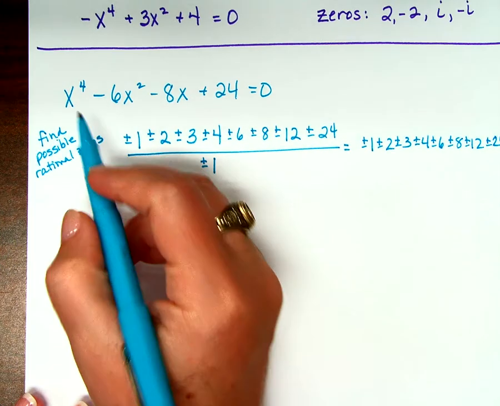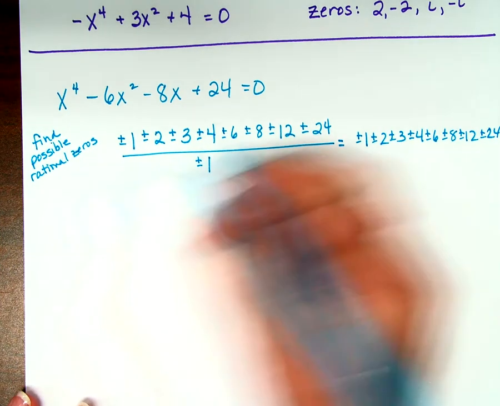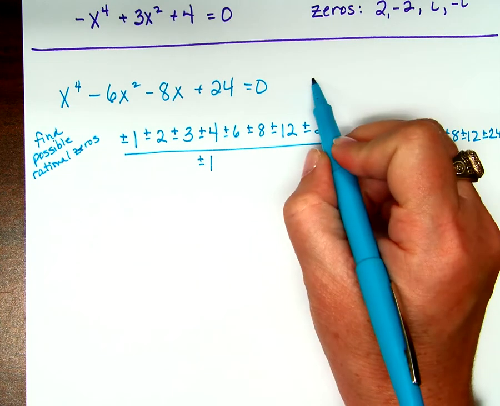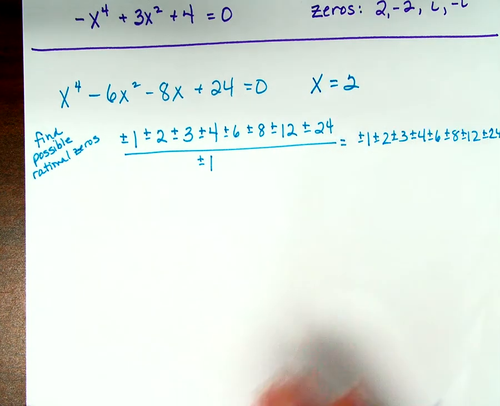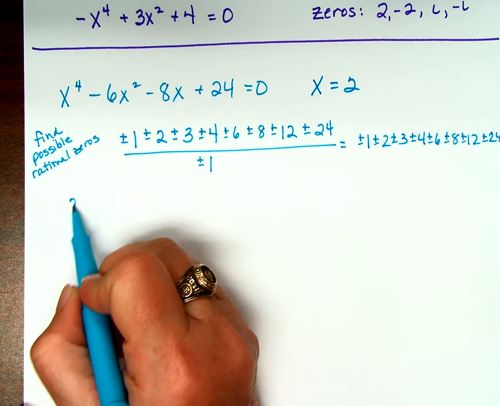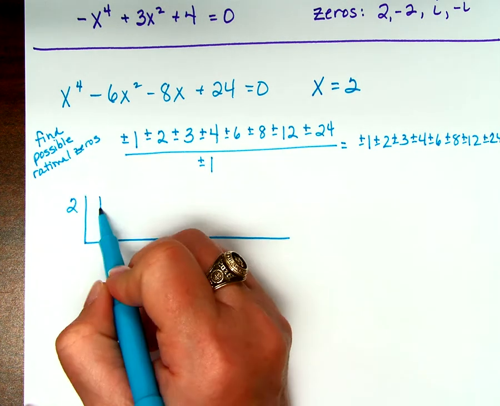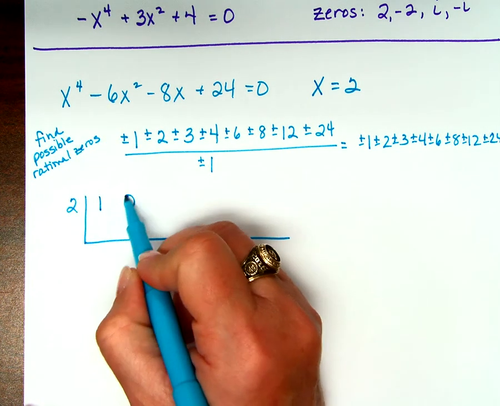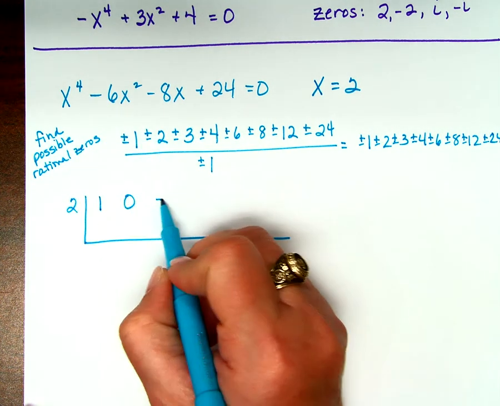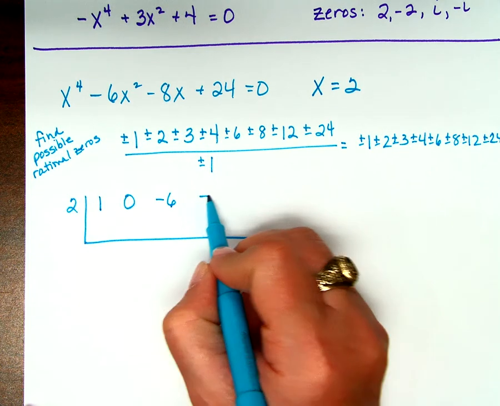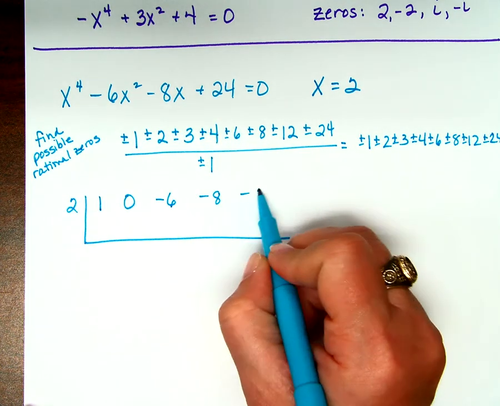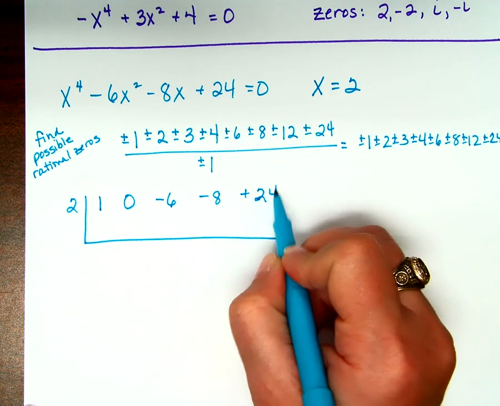Okay? So let's start off with 2. I know 2 works, right? Let me put that up here. So I know x equals 2. That's one of the answers. So let's do 2 with my synthetic division. So 1, 0, negative 6, negative 8, positive 24.